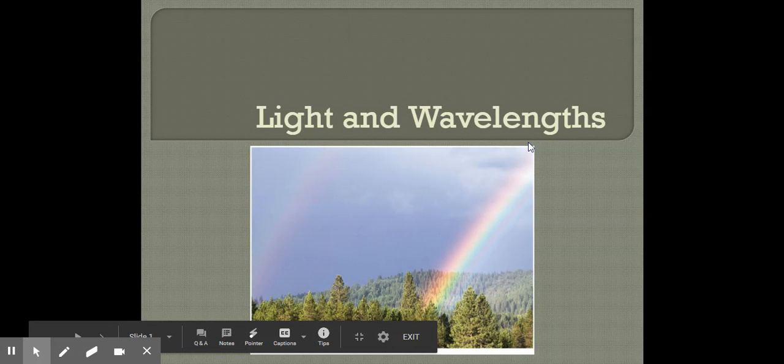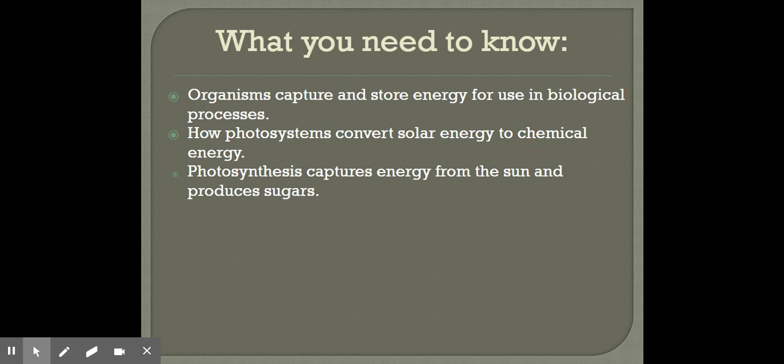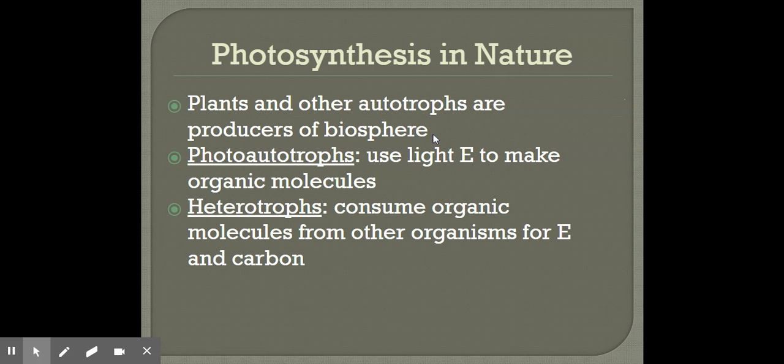Today we're going to be talking about light and wavelengths. So first up are the need to knows. We're going to talk about how organisms capture and store energy used in biological processes. Also, how photosystems convert solar energy into chemical energy. And last, photosynthesis is going to be the capturing of energy from the sun into its production of sugars.